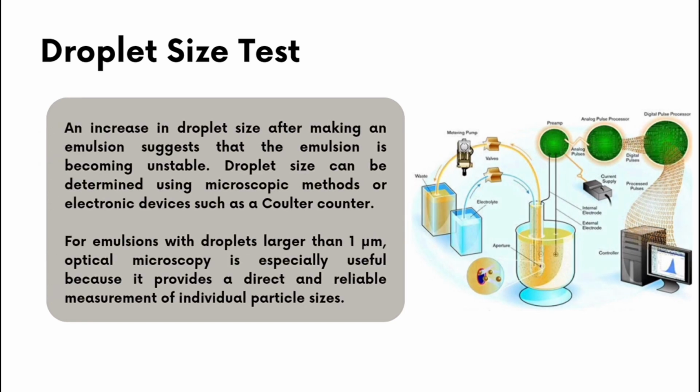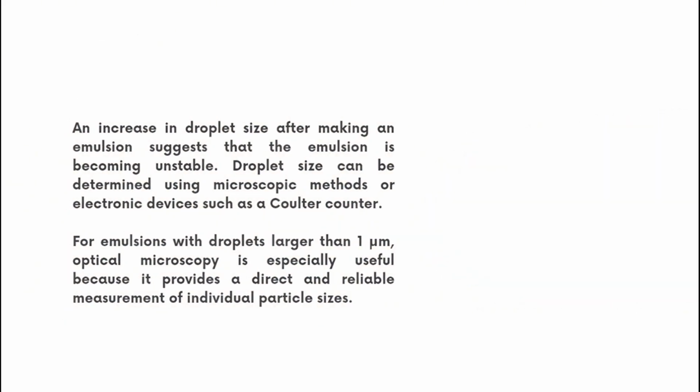Droplet size test. Any increase in droplet size after making an emulsion suggests that the emulsion is becoming unstable. Droplet size can be determined using microscopic methods or electronic devices such as a Coulter counter device. For emulsions with droplets larger than 1 micrometer, optical microscopy is especially useful because it provides direct and reliable measurements of individual particle size.